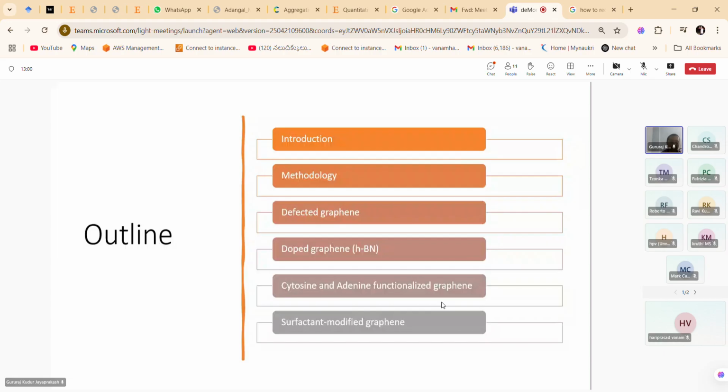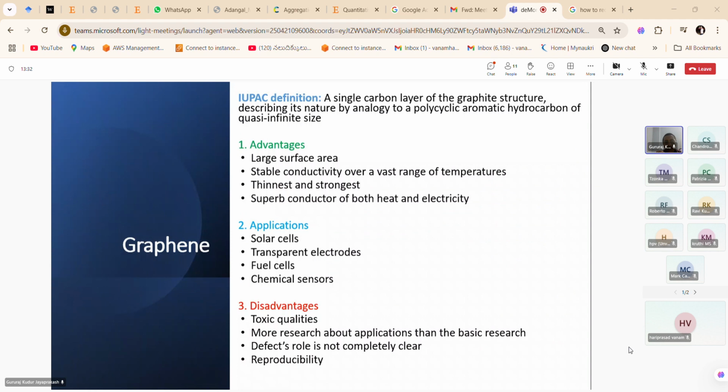Graphene, according to the IUPAC definition, is nothing but a single layer of the graphite structure. It is a constituent of the polycyclic hydrocarbons. Why are we all very interested in graphene for electrochemical applications? Because graphene has a very large surface area, which helps to improve the sensitivity of the electrode. It is very stable over a wide variety of temperatures. Of course, graphene is the thinnest material, so if you use it for any electrochemical application, it will be less weight. It is also a very good conductor of heat and electricity.